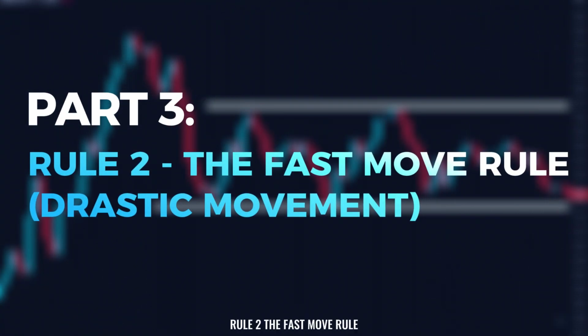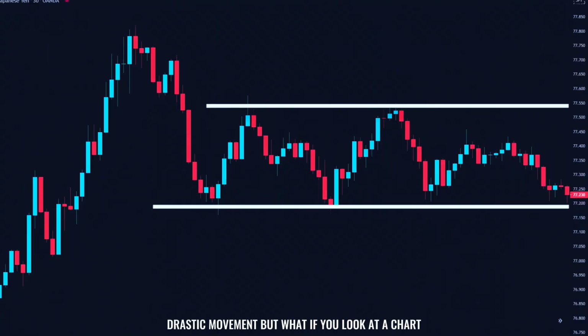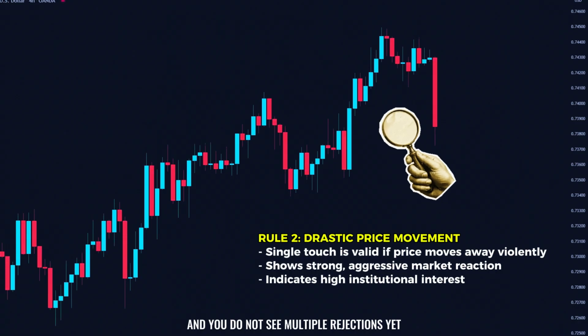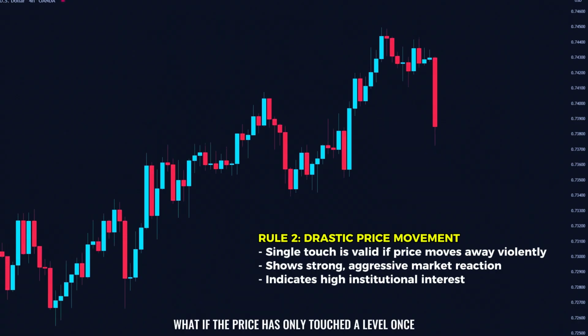Part 3. Rule 2. The fast move rule, drastic movement. But what if you look at a chart and you do not see multiple rejections yet? What if the price has only touched a level once?